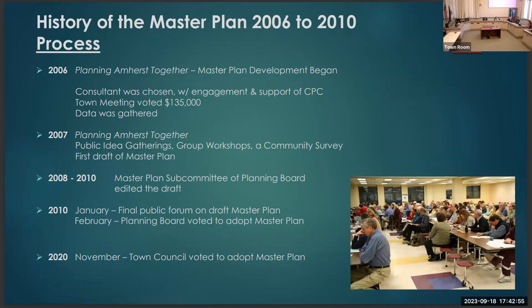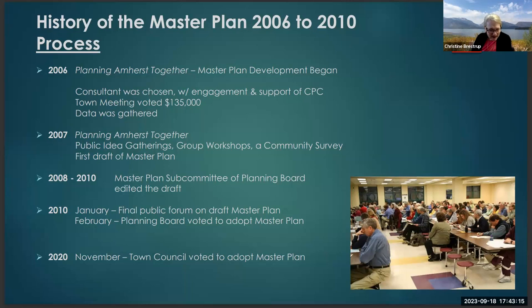Data was gathered, and Planning Amherst Together held public idea gatherings and group workshops, and a community survey was sent out to over 600 households. And I think my husband received one and answered it. I didn't have any part in that. I'm not supposed to have part in that.